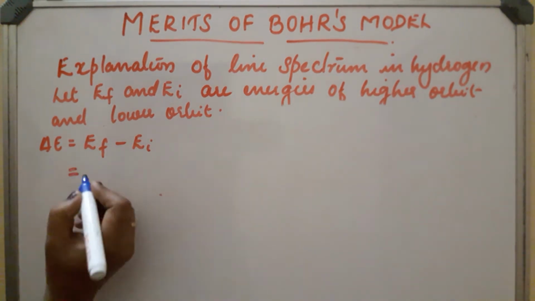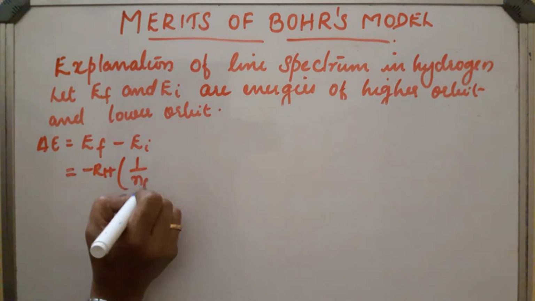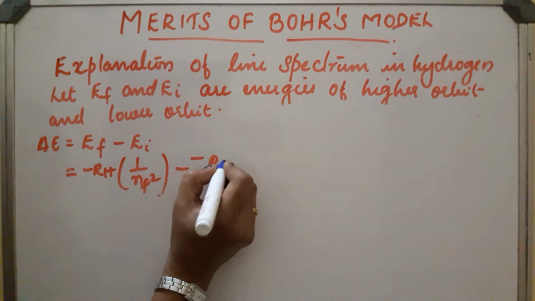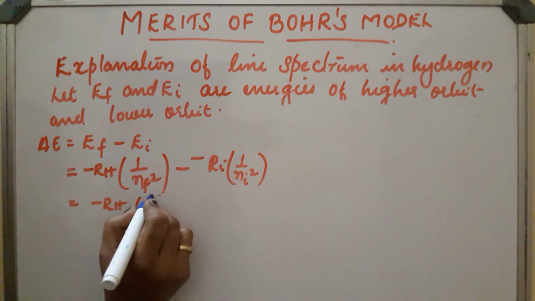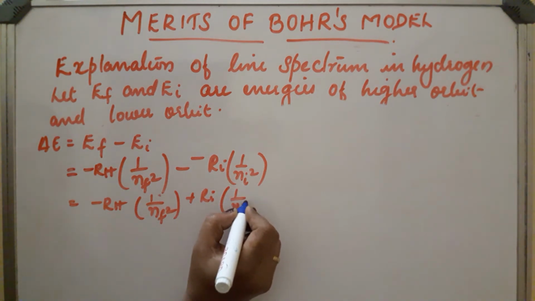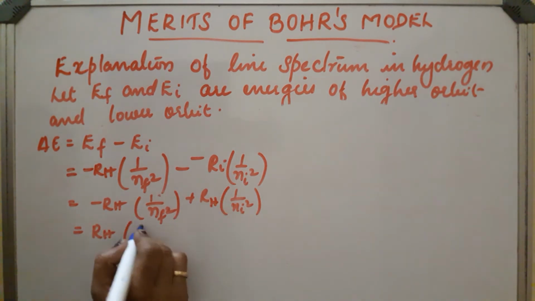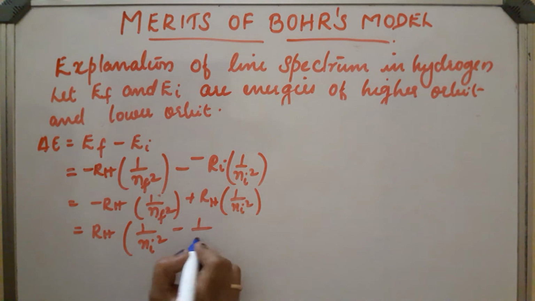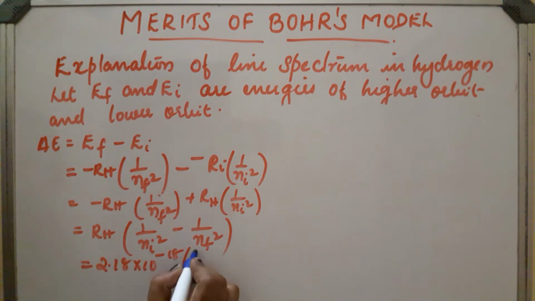Using Bohr's energy equation, Ef is equal to minus RH into 1 by nf square, minus of minus RH into 1 by ni square, which is equal to minus RH into 1 by nf square plus RH into 1 by ni square. So this is equal to RH into 1 by ni square minus 1 by nf square. And we know this constant value is 2.18 into 10 raised to minus 18, into 1 by ni square minus 1 by nf square.